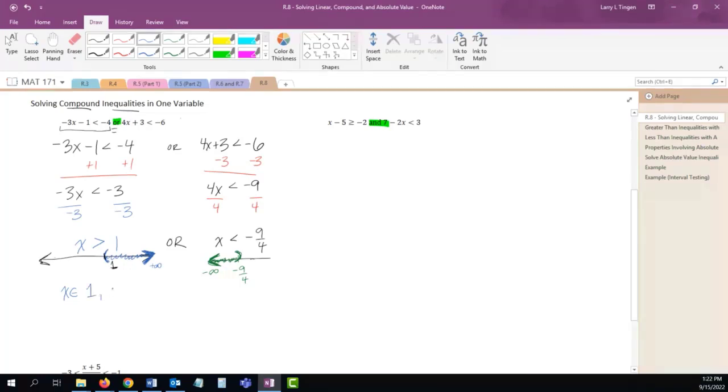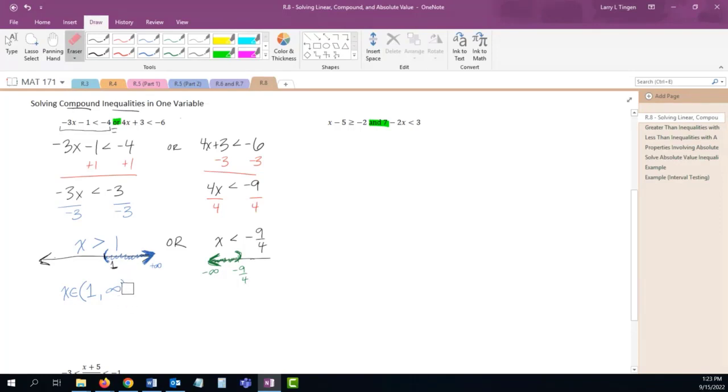Well, here's 1. I go off to positive infinity. The 1 is not included, so I indicate that to the reader by using a parenthesis. If it were included, I'd be using a bracket. And then infinity is a concept. It's not actually a number. So infinities always get a parenthesis.